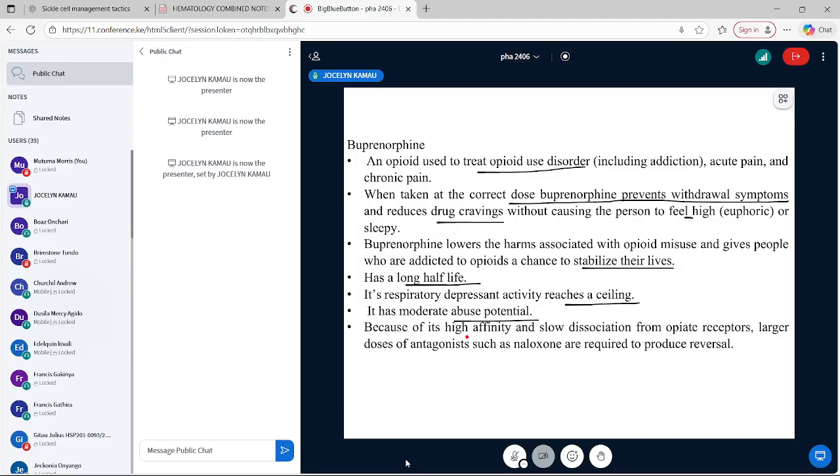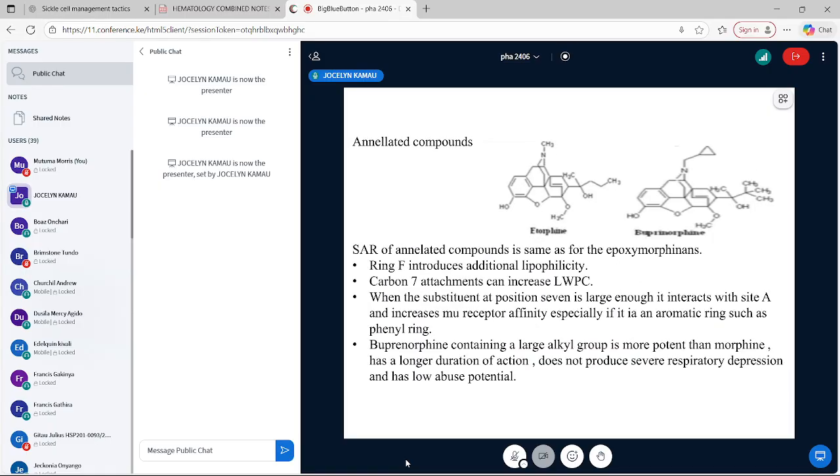Because of its high affinity and slow dissociation from opiate receptors, larger doses of antagonists such as naloxone are required to produce a reversal. In other words, when it binds the receptors, it has very high affinity. It has very slow dissociation. So if you want to give an antagonist, you must use very high doses of antagonist so that they can replace it from the receptor. So that is buprenorphine. It has been used, and even I don't know whether you came across it again.